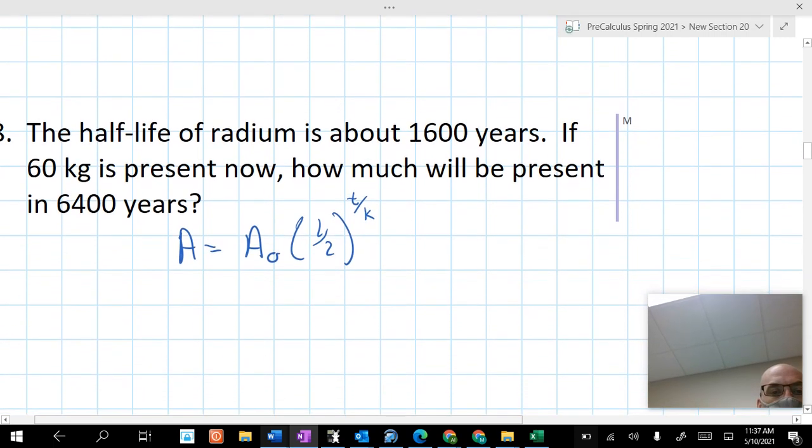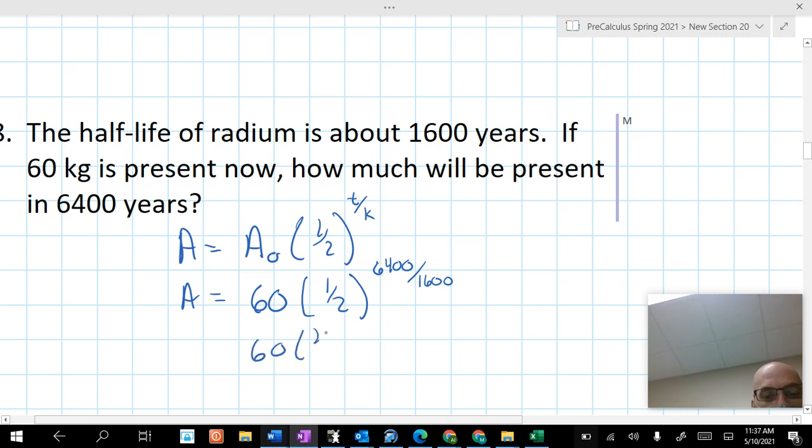All right. Half-life of radium is about 1,600 years. If 60 kilograms is present now, how much will be present in 6,400 years? So 60 goes in as the original amount, times 1/2. The time is 6,400 years. That's how long we're looking for. The half-life time is what goes underneath. 6,400 over 1,600 is 4. So 60 times 1/2 to the 4th power. 1/2 to the 4th power is 1/16. So 60 times 1/16. 60 sixteenths is something point something. It's 3.75.